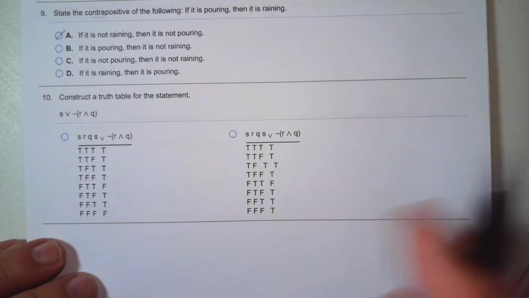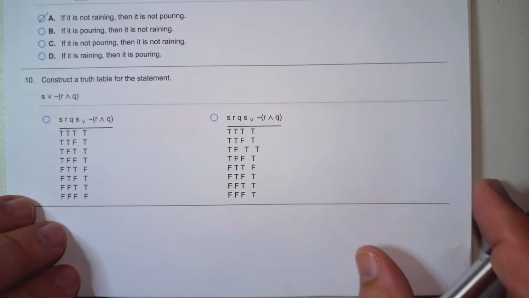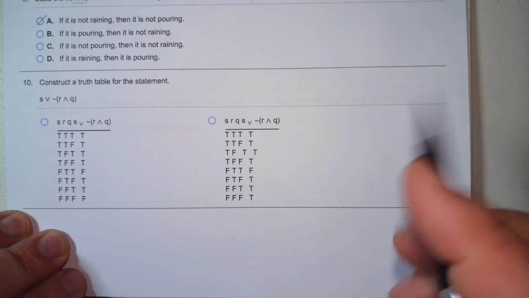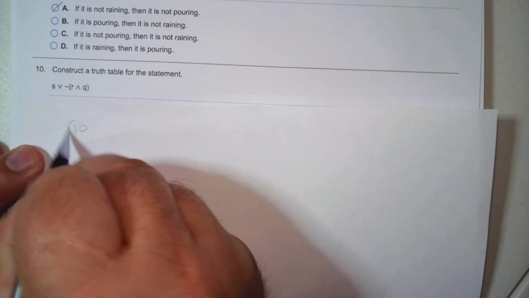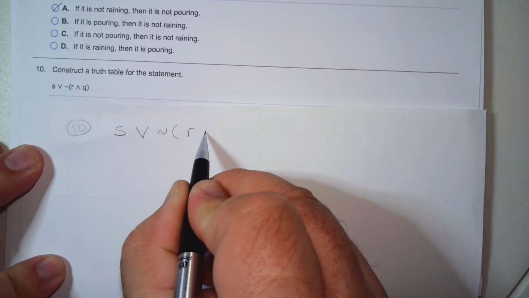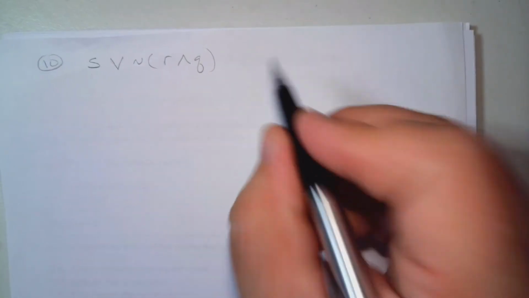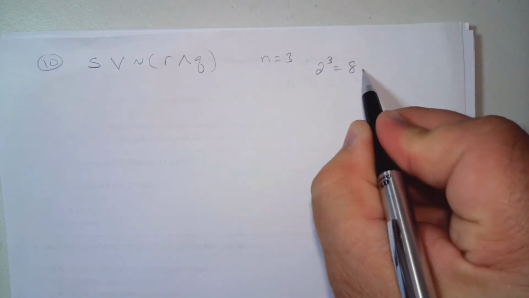Construct a truth table. I only have two possibilities? No. Yeah. Okay, let's look at this one. Well, let's see, let me get scratch paper. It's going to take us some space. So number 10. So let's take this one. We have S, R, and Q. We have 3 letters. We need 8 rows.